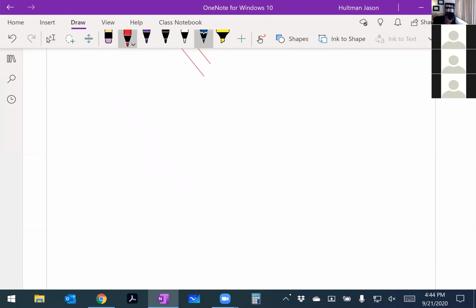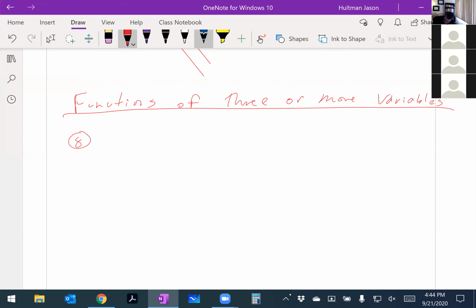Okay, functions of 3 or more variables. Number 8, find the domain of f if f of x, y, z is equal to the natural log of z minus y plus xy sine z.